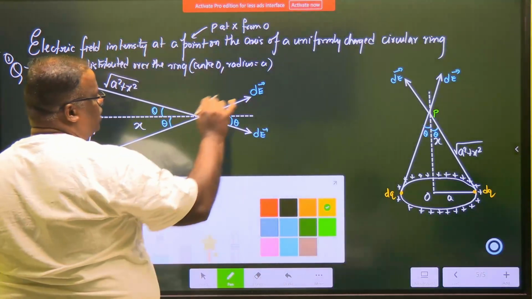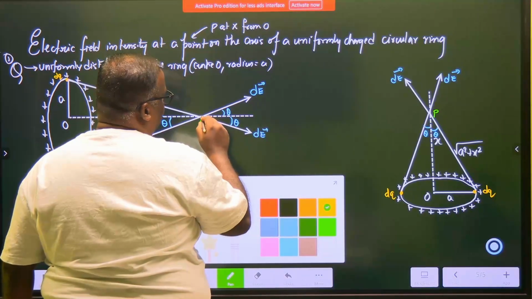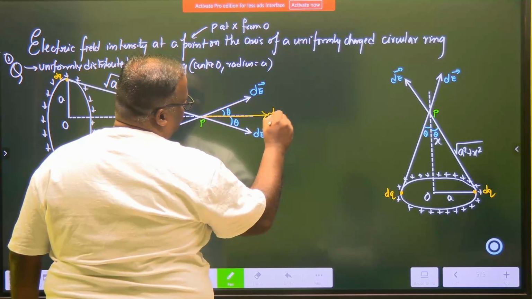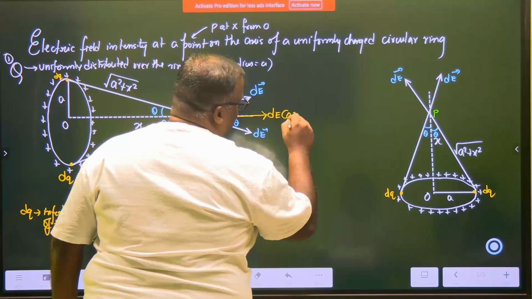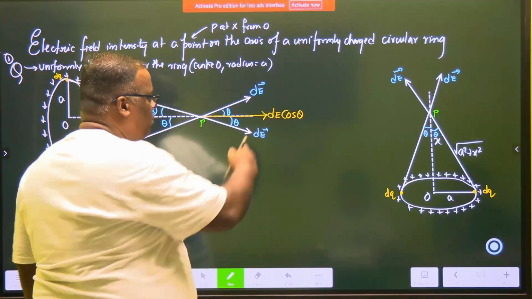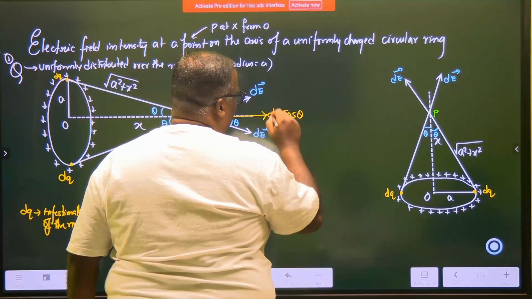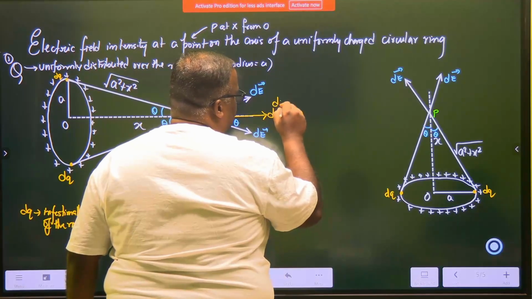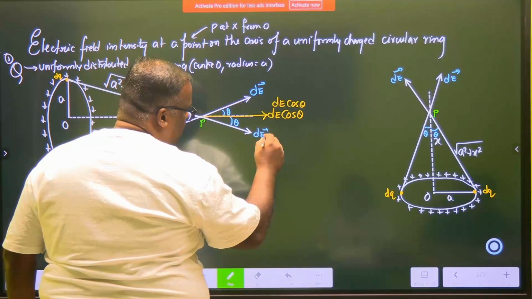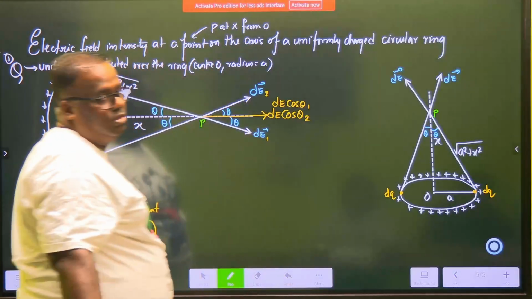Now pay very good attention. If you look at dE1, then this will have a horizontal component in this direction called dE cos theta. Is this understood or not? Fine. Again, for this one also we will have another one which will be the same, dE cos theta. Just for your understanding, if this was dE1, then this is dE1. If this was 2, then this is 2.